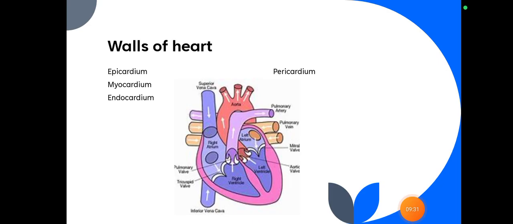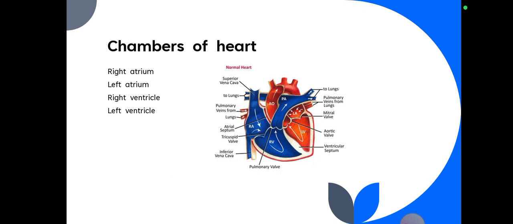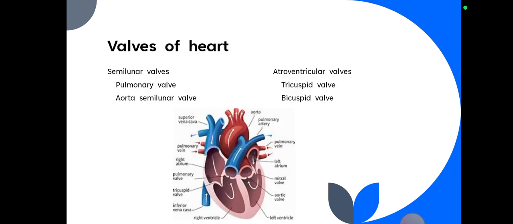So in the walls of the heart, you can see the left atrium, the ventricles, and the vena cava here. In the chambers of the heart, you can see all the chambers completely. Here you can easily see the valves: tricuspid valve, bicuspid valve, the mitral valve is the bicuspid valve, then we have the pulmonary valve and the aortic valve, the aortic semilunar valve. So here you can see all the valves of the heart.